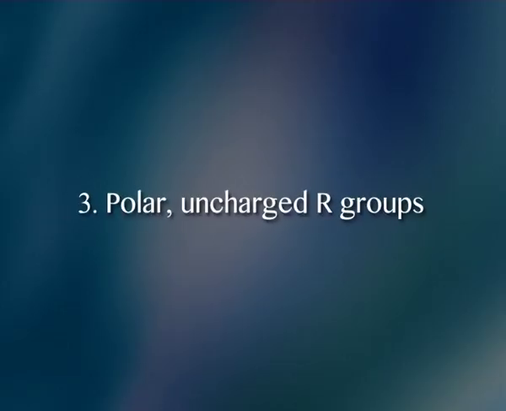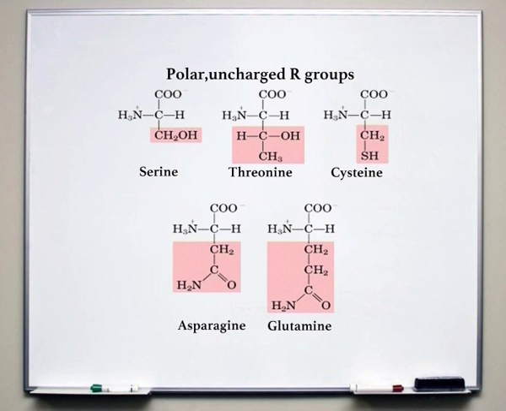The third class, polar uncharged R groups. This class of amino acids includes serine, threonine, cysteine, asparagine, and glutamine. They have R groups which are more soluble in water, or more hydrophilic. This is because the R groups contain functional groups that form hydrogen bonds with water. The polarity of serine and threonine is attributed to their hydroxyl groups, that of cysteine by its sulfhydryl group, and that of asparagine and glutamine by their amide groups.